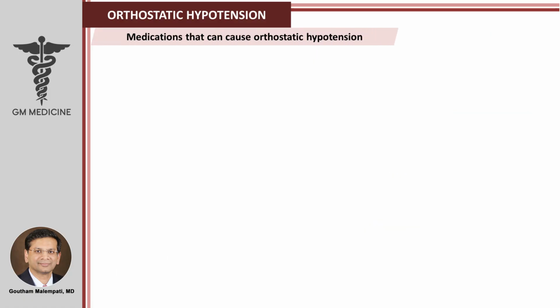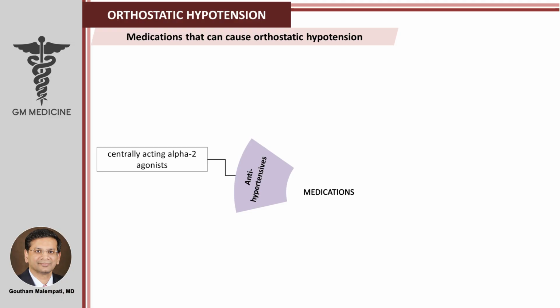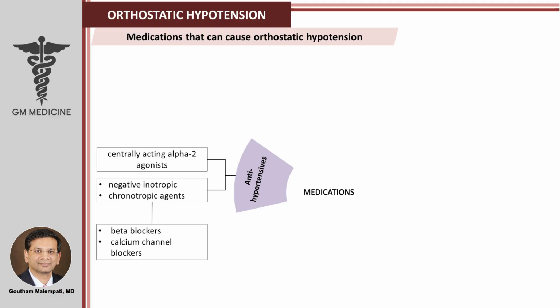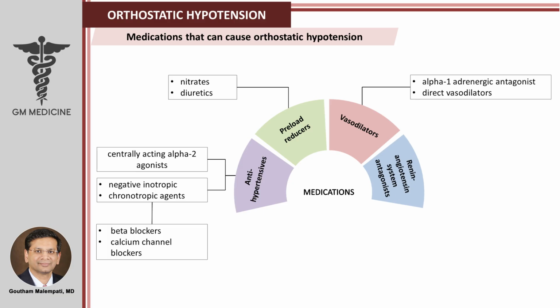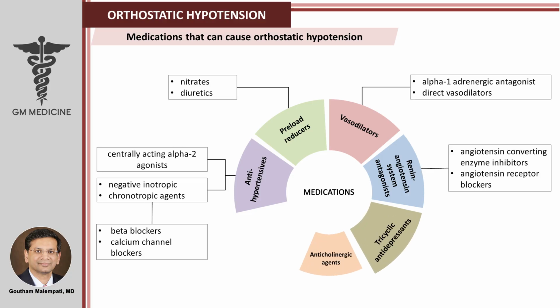Medications that can cause orthostatic hypotension: antihypertensives, centrally acting alpha-2 agonist, negative inotropic and chronotropic agents such as beta blockers and calcium channel blockers, preload reducers such as nitrates and diuretics, vasodilators such as alpha-1 adrenergic antagonist and direct vasodilators, renin-angiotensin system antagonists such as angiotensin converting enzyme inhibitors and angiotensin receptor blockers, tricyclic antidepressants, anticholinergic agents, opioids.